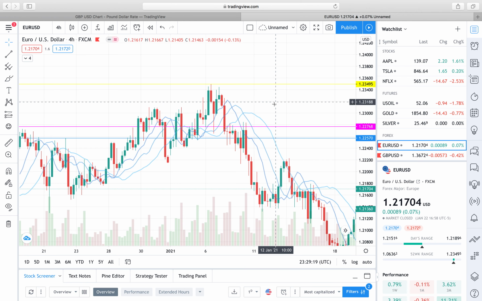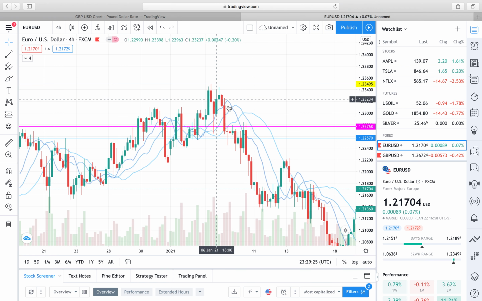I changed it to yellow. And my take profit right here is at 1.23495. Remember when you're setting up your lines to make sure it lines up with the top or the bottom of one of the candlesticks? You could see it lines up with this one right about here, my take profit.